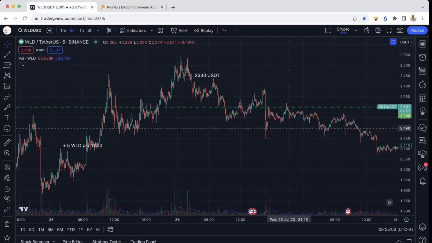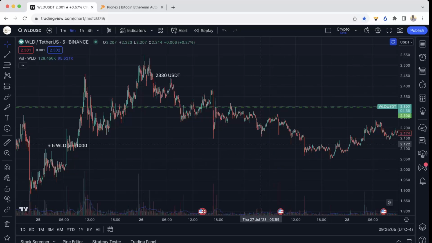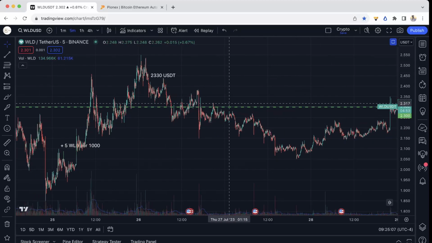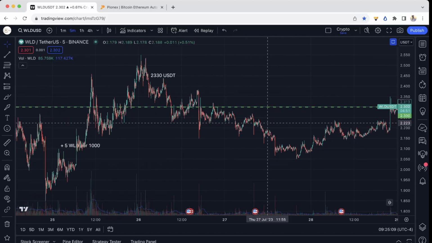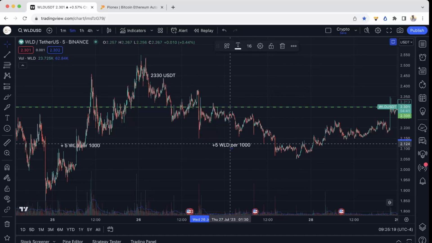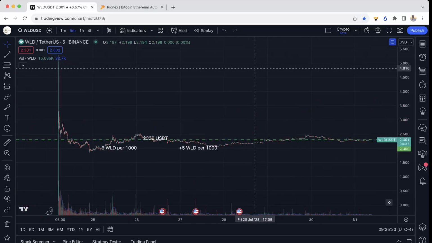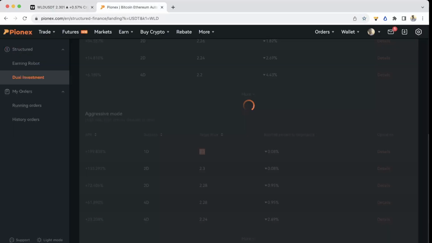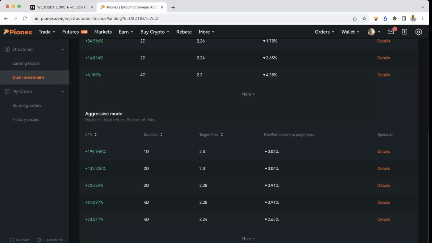And then you can see again on the 27th, it expired below 2.3, and you would get even more WLD. So we can put that in again. You would get another plus 5 WLD per 1,000 right here at the next settlement on the 27th. Now, what you're probably wondering is, can't you just do this forever? Yes, you can, but there are some things you do have to think about with the anchor strategy.